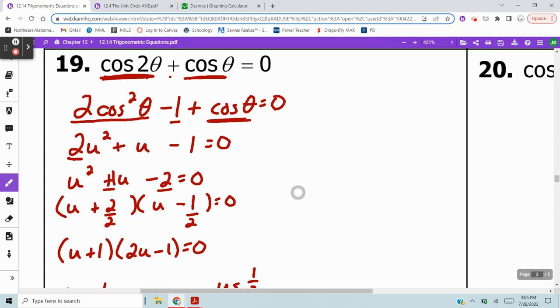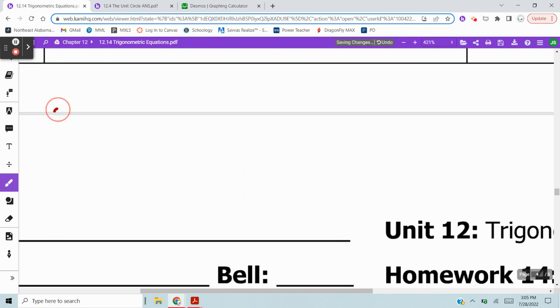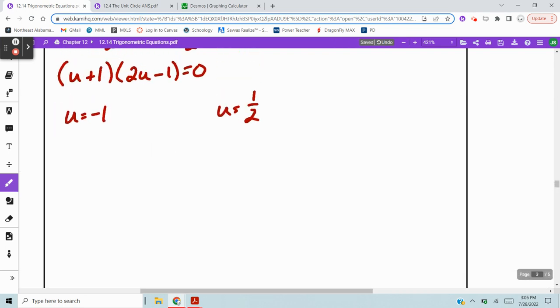Now go back, our u value actually replaced cosine. So you now have the cosine of theta. Scroll back up. The cosine of theta is negative 1. The cosine of theta is 1/2. And that was a bad looking theta. Let's try that one more time.